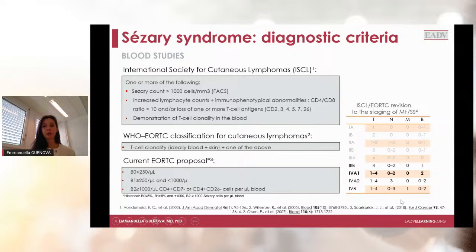So mycosis fungoides and Sézary syndrome use the same TNMB classification and staging system. However, the first stages from 1A to 3A are possible for mycosis fungoides, but are not possible for Sézary syndrome, which has to be with detection of either erythroderma, so total body redness, above 80% of the body surface area, or blood involvement at the level of B1 or B2 disease.